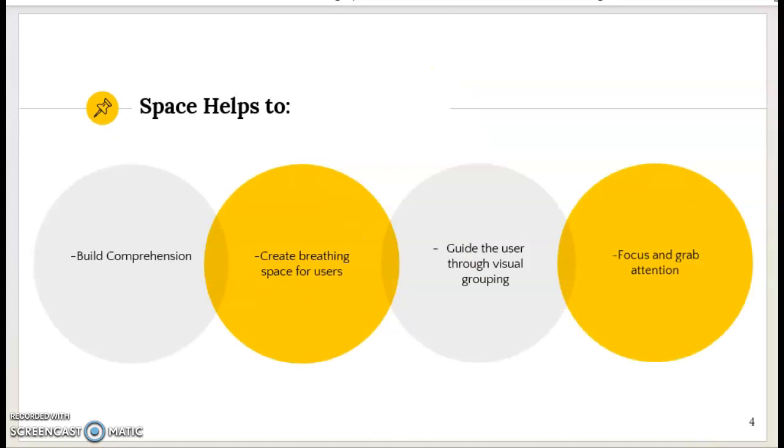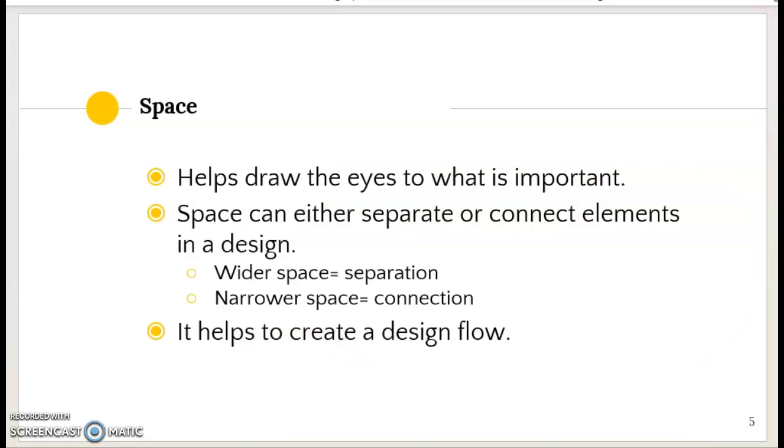Space helps to build comprehension, create breathing space, guide the user through visual grouping, and focus and grab a user's attention. Space helps to draw the eyes to what is important, and it also helps to give the eyes a resting point between content. Space can either separate or connect elements in a design. This is by using, well, I've been using the word space, but this is by using spacing. So wider area between separates content, and narrower space connects the content.